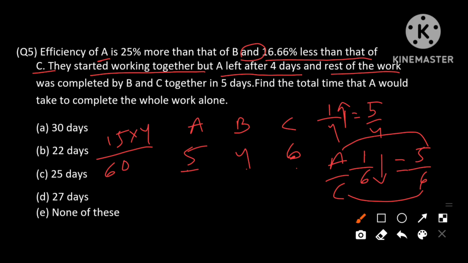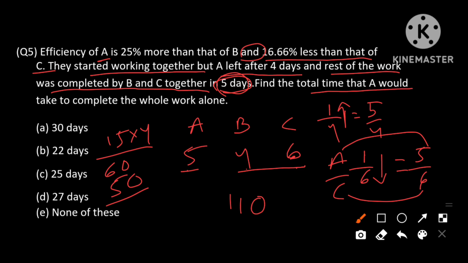Next, the rest of the work was completed by B and C together in 5 days. So B and C together we have 10 units, 10 times 5 days, which will be 50 units. So totally 110 units is completed according to the question. Now the question says to find the total time that A would take to complete the whole work alone. So A's efficiency is 5 units. With 5 units efficiency, A will complete the whole work in 22 days. 22 times 5 will be 110. So 22 days. Option B is our answer.